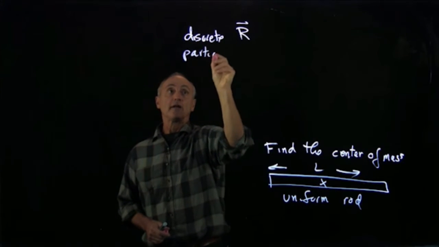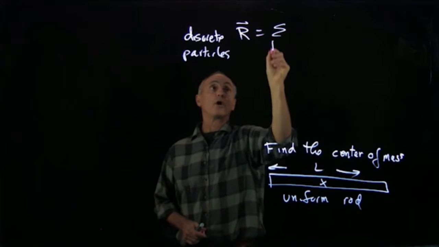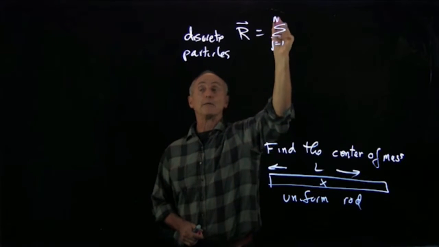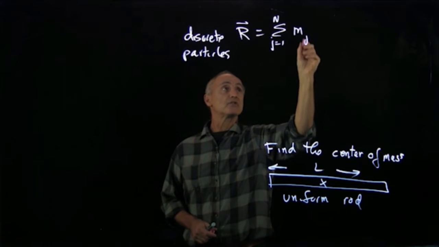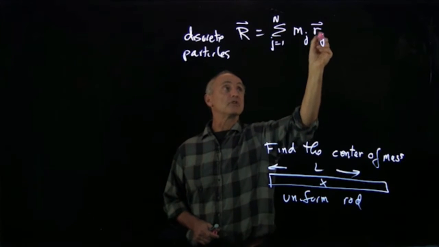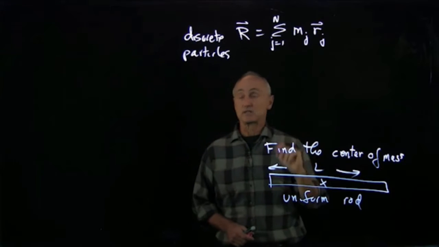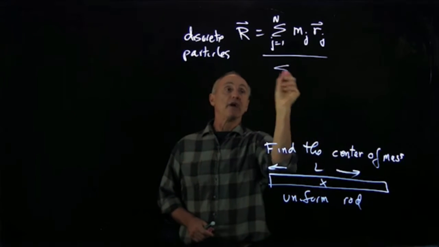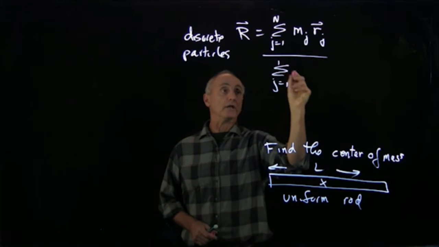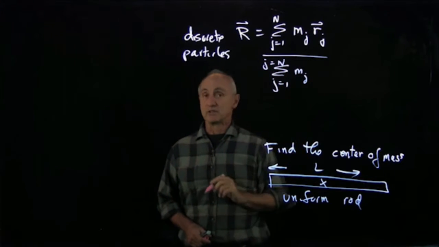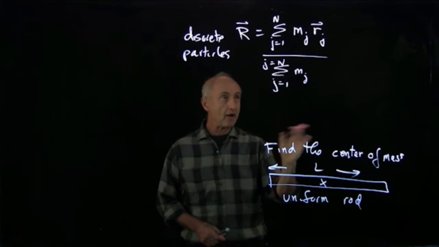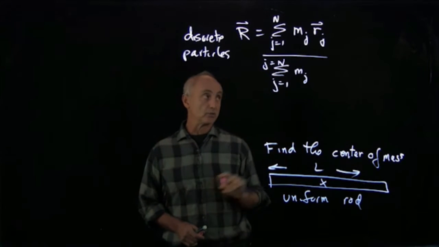Recall that this was a sum over all the particles in the system. So we'll take a label j that goes from 1 to n. It was the mass of that jth particle times the position vector of that jth particle with respect to some origin, and we're dividing that by the sum over j from 1 to n of the total mass in the system. Now, how do we translate this equation for a continuous system?